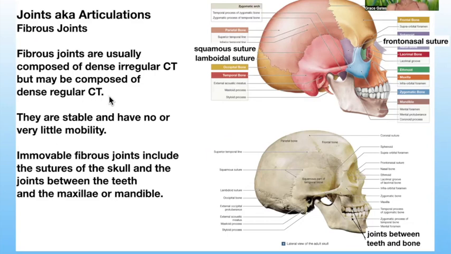Whereas dense, regular connective tissue has bundles of collagen fibers arranged in parallel to each other, but it's not always a complete and total difference between the two types of connective tissue. Sometimes there can be in-between cases.